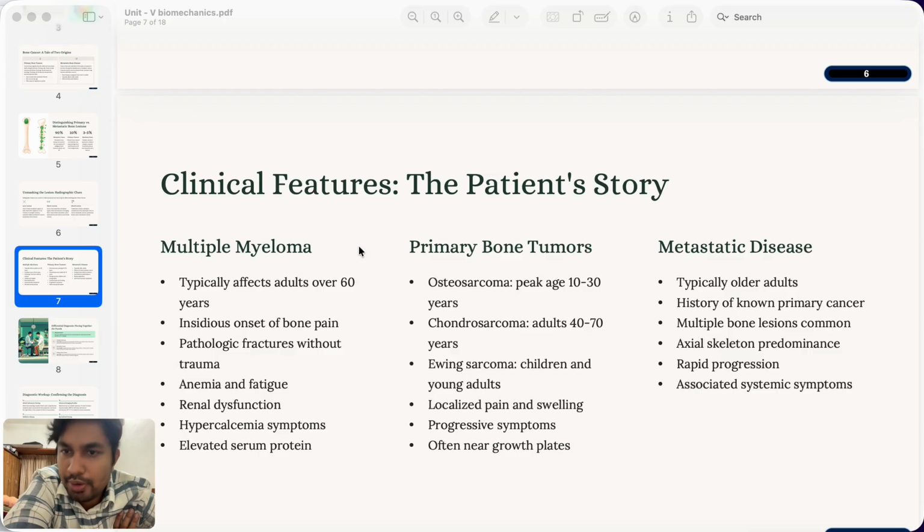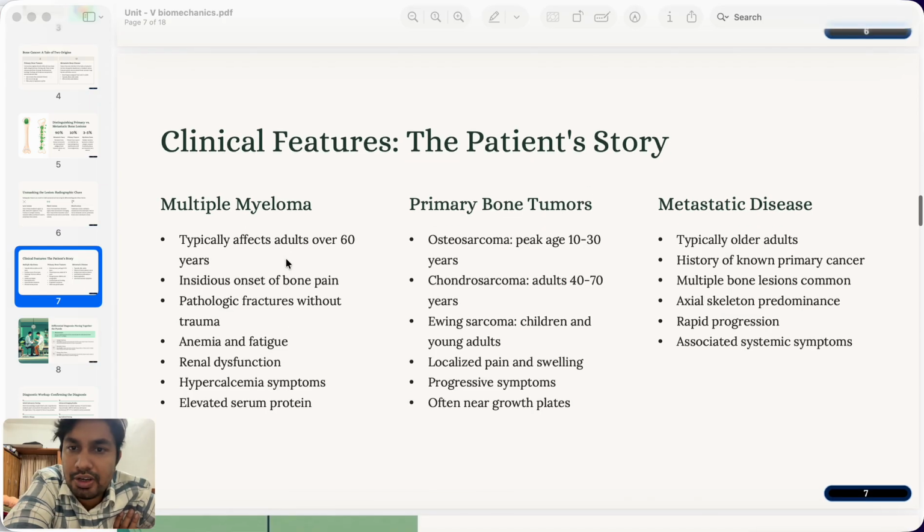I'll go one by one. Multiple myeloma is typical in adults over 60 years of age, but these days I have seen in many research papers that the age has come down, and an average of around 45 is now being seen. The next is the onset of bone pain, obviously, as all these problems lead to bone pain. And pathological fractures without trauma; that's why it becomes very hidden, and nobody knows about it for years, and only when it becomes acute or chronic can it be addressed.